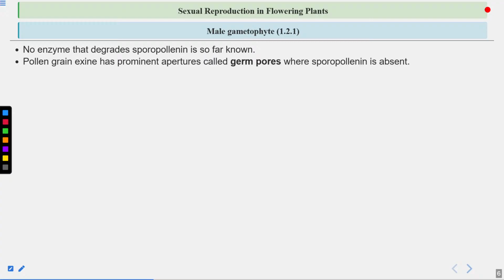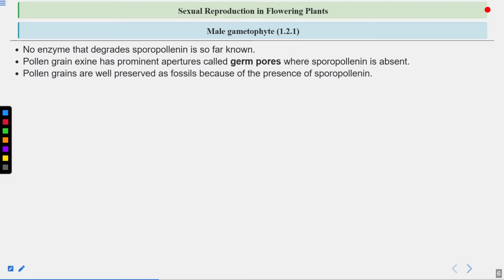Pollen grain exine has a prominent aperture called germ pores where the sporopollenin is absent. Now, if you think about the exine part, at some particular point there is an absence of the sporopollenin, or the sporopollenin is present in a very small amount. So that particular point is called a germ pore. Very important. Germ pores.